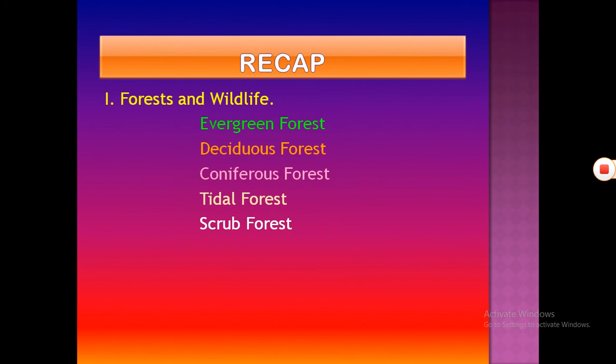Now, we come to the end of the lesson, so we can recap what we learned today. First, we discussed about forest and wildlife. There are 5 types of forest: evergreen forest, deciduous forest, coniferous forest, tidal forest, and scrub forest. Next, conservation of forest, importance of forest, and importance of wildlife.